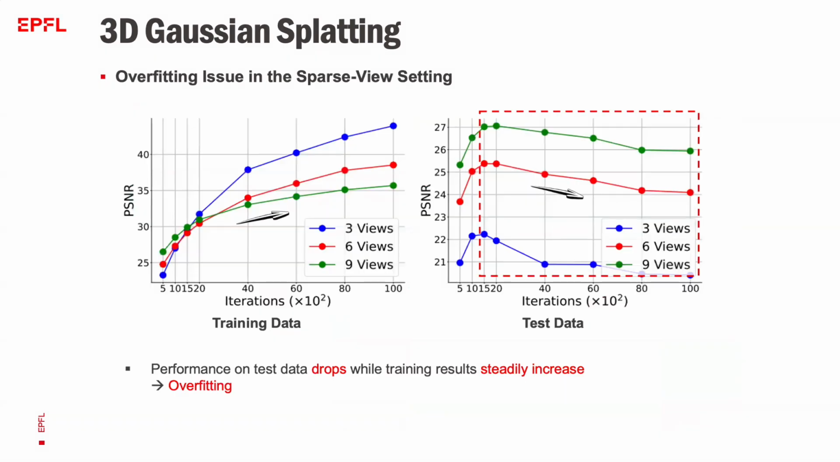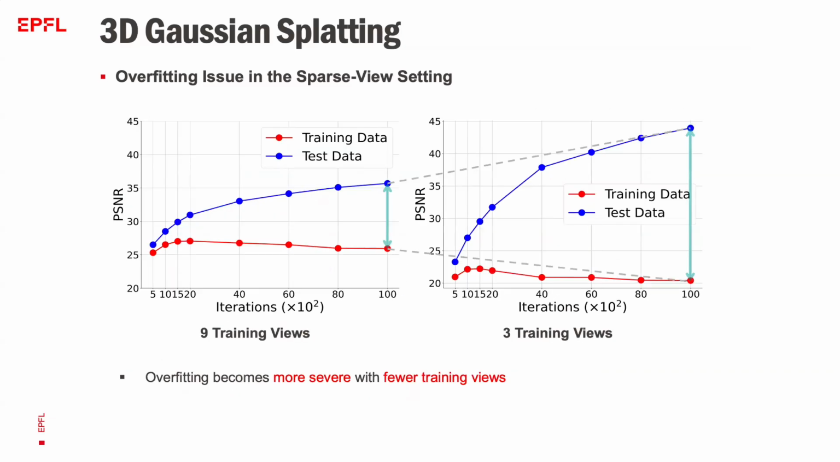Here we have a more detailed analysis. We trained 3D GS models with 3, 6, and 9 views. The left figure shows the PSNR of images rendered from training views across different training iterations, and the right one reports the PSNR of test views. We can see the performance on test data drops while the training results steadily increase during training. This means the model suffers from an overfitting issue. Besides, the performance gap becomes larger when fewer training views are used, meaning that the overfitting is more severe as fewer images are available.